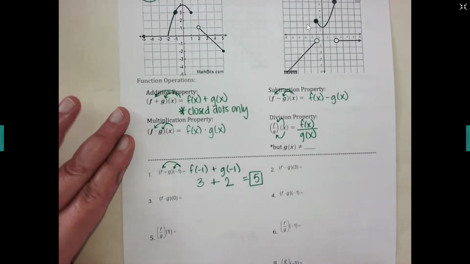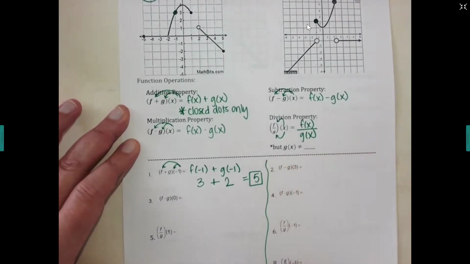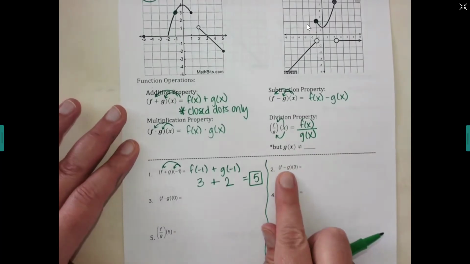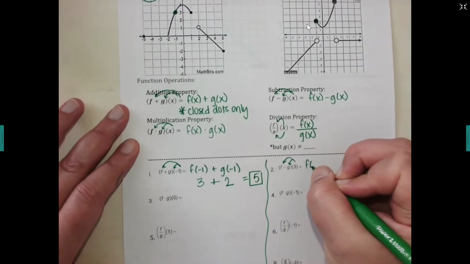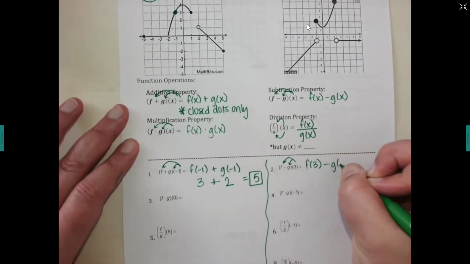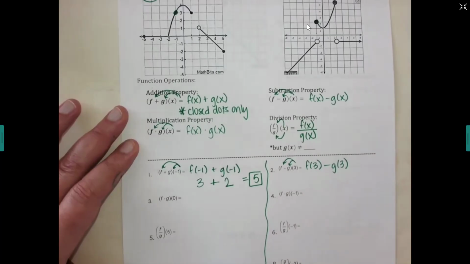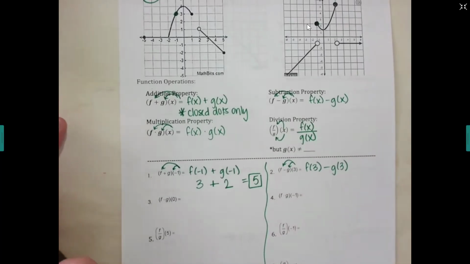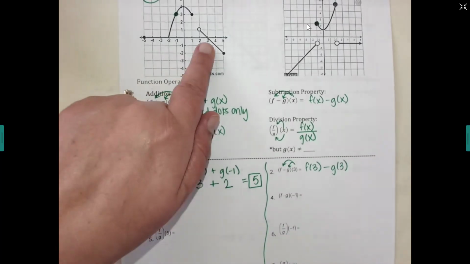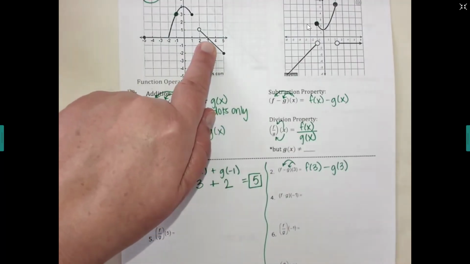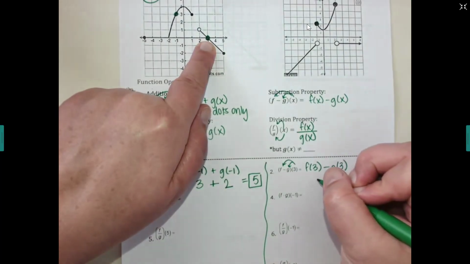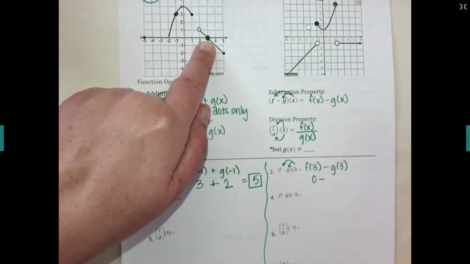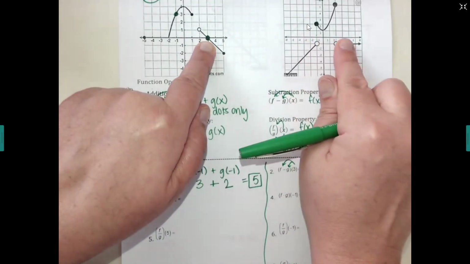Let's do the one right next to that, number 2. This time, what is the operation? Plus, minus, times, or divide? Minus at what number? 3. So I'll do F of 3 minus G of 3. Then I'm going to go to my graph at 3 for F. Remember, I want to stay on the graph, but if I stay right here in the middle, what Y value does that count as? 0 minus.